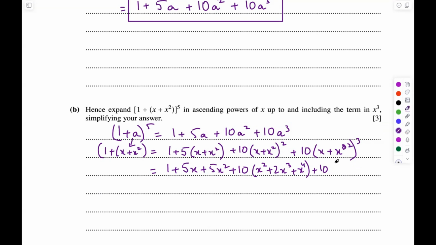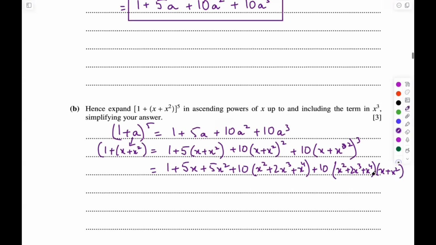So first we can expand x plus x squared. That will become x squared plus 2x cube plus x to the power 4. And as it is a whole cube, you'll have to multiply it again by x plus x squared. Now, if I expand this expression, x squared into x will become x cube. And all of the powers that we multiply will be greater than x to the power 3.